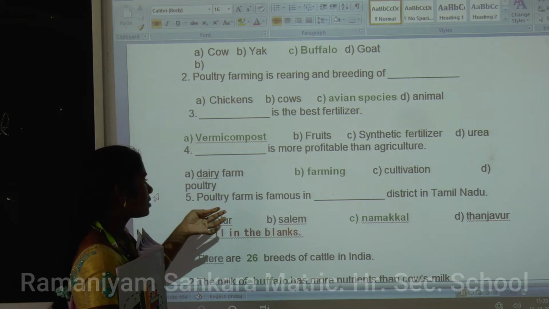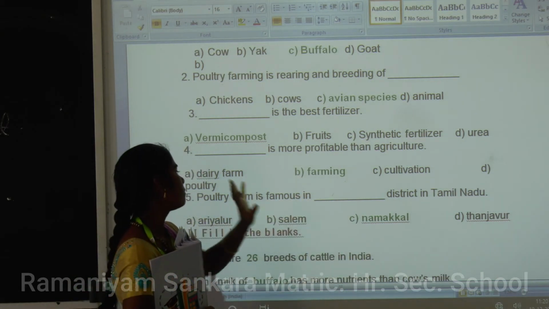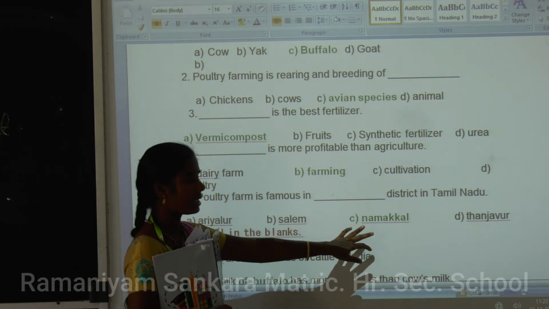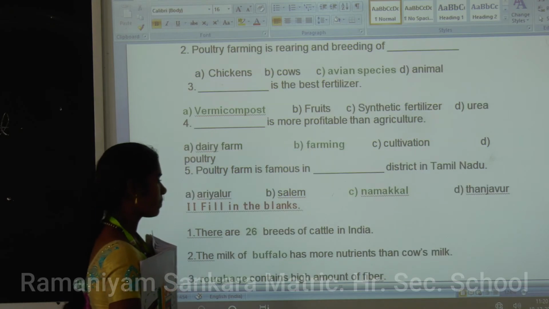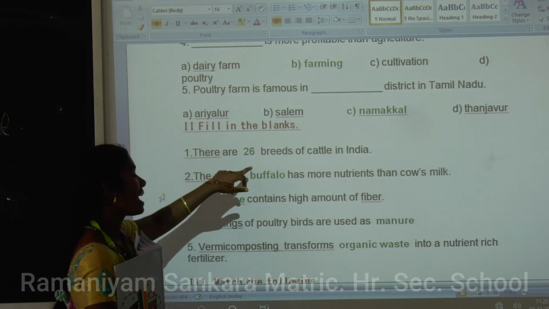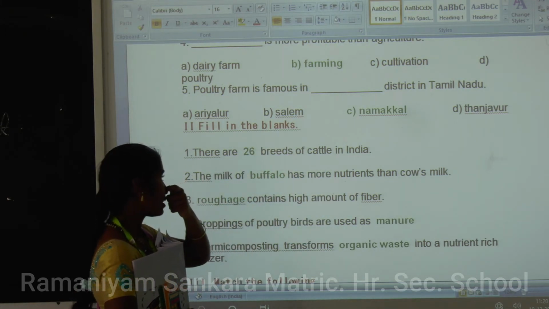Next, poultry farm is famous in dash district in Tamil Nadu. In our Tamil Nadu, where is poultry farm famous? Namakkal. Okay, so in that place we are getting egg supply. Next, fill in the blanks. There are dash breeds of cattle in India. In India, how many cattle breeds are there?